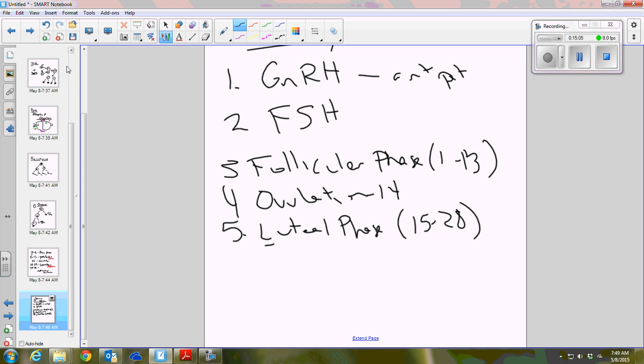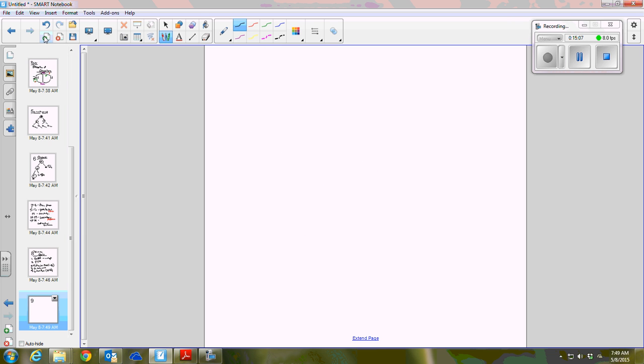And so one more term here, menopause, is just when no more GnRH is being released. So there's no more menstrual cycles, no more possible pregnancies. And this happens usually between 40 and 50 years old.